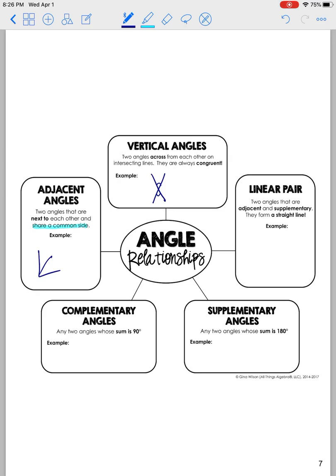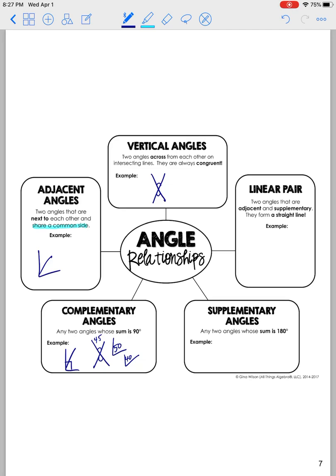Complementary angles are any two angles whose sum is 90 degrees. These angles can be adjacent, so it can be a right angle that is just cut into two, or they can be vertical angles that are both 45, or they can just be two angles that together add up to 90 degrees. So you could have like a 50 degree and a 40 degree. The only rule here is that they add up to 90, two that add up to 90 in any arrangement.